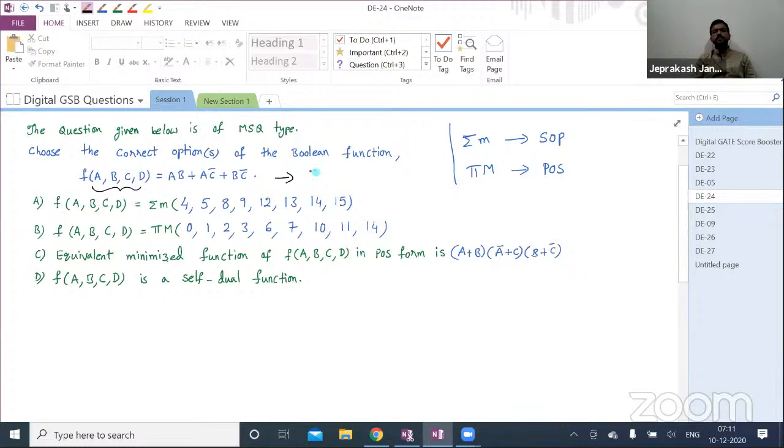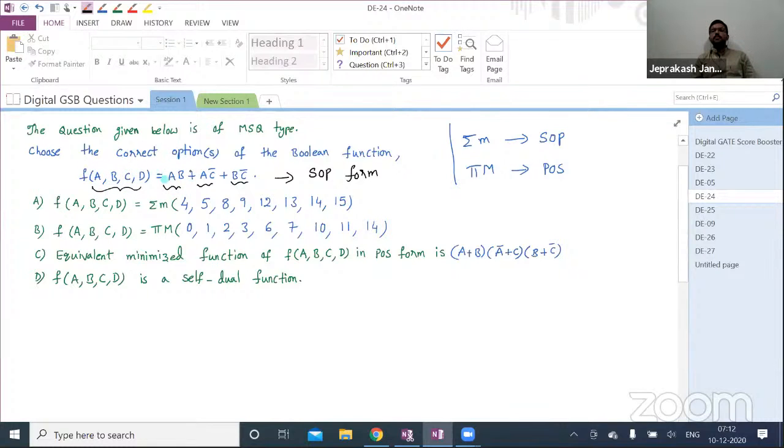SOP, right? Yes, very good. SOP form, because here you have product terms summed together. That's why it is SOP, sum of products. And in each product term, how many literals do you have? 2 literals, right? A literal is nothing but a variable in normal form or complement form. You have only 2 literals, but it is a function of 4 variables.